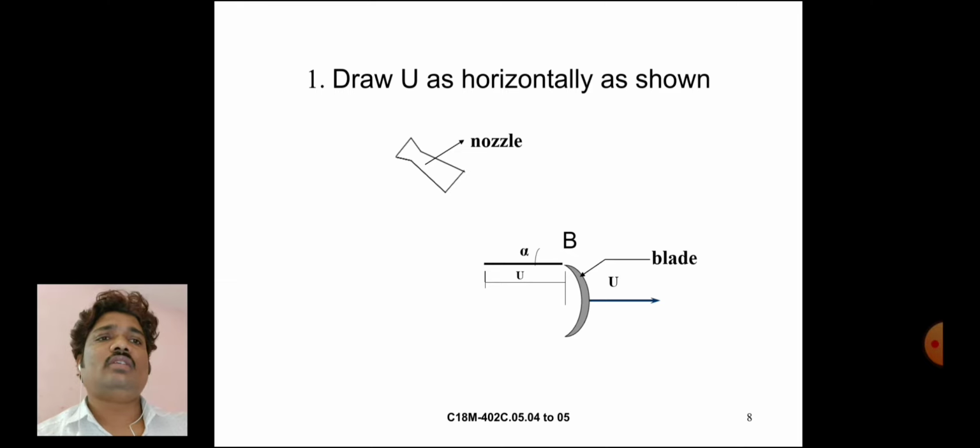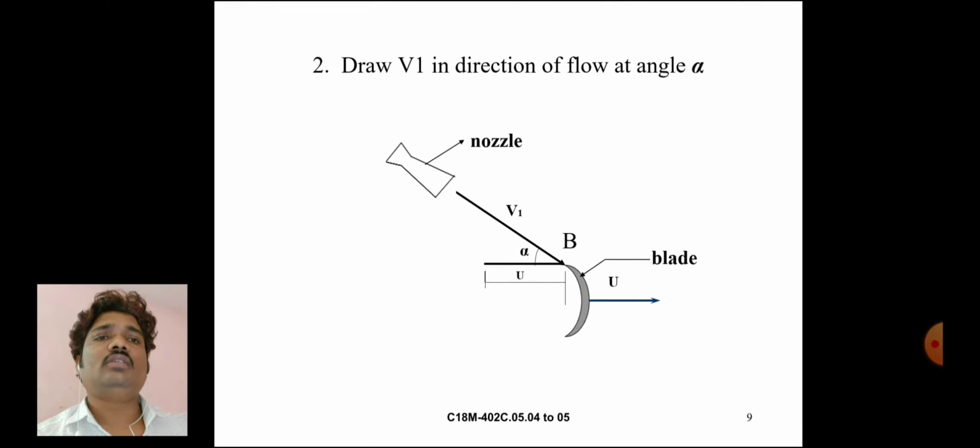Alpha is an angle, b is a blade, u is a blade velocity. Nozzle. V1 is in the direction of flow at angle alpha. Nozzle. V1 is the steam inlet velocity, flowing at angle alpha. Blade velocity: u is the blade velocity, as shown in this figure 2.